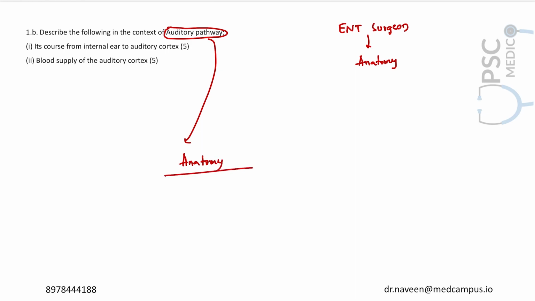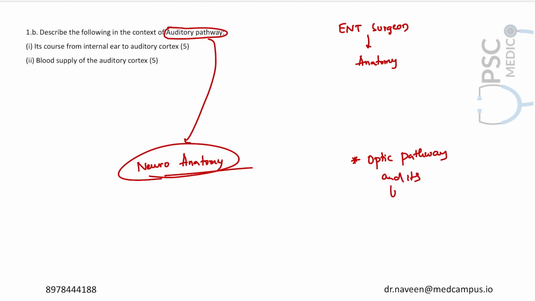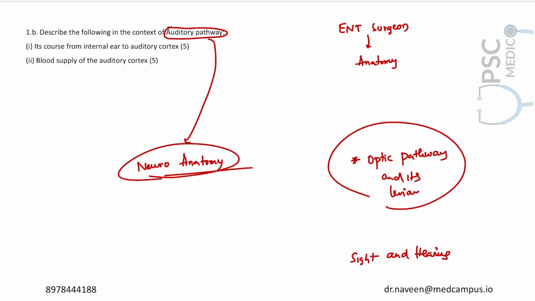Again, don't take me wrong. In anatomy, neuroanatomy, if you are part of my test series, I did ask a 20-mark question on the optic pathway and its lesions. Now, in the syllabus, if you open the syllabus book and see in anatomy, the pathways and lesions associated with sight and hearing. This is the heading of the topic which is given in anatomy syllabus in neuroanatomy.